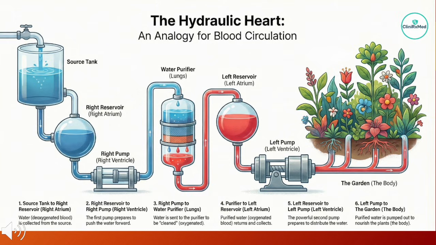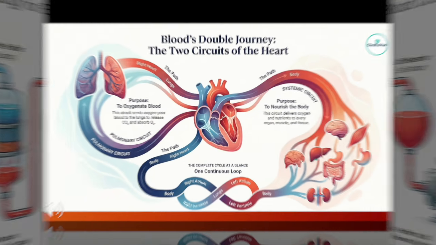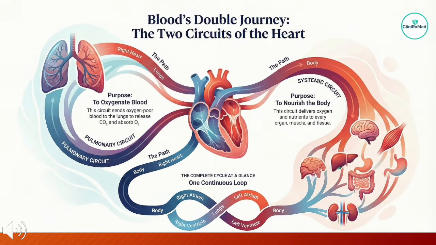Much like water nourishing a garden, this process consists of two distinct circuits. The pulmonary circuit sends oxygen-poor blood to the lungs to release carbon dioxide and absorb oxygen. Simultaneously, the systemic circuit delivers that oxygen and vital nutrients to every organ, muscle, and tissue in the body. Together, they form one continuous, life-sustaining loop.